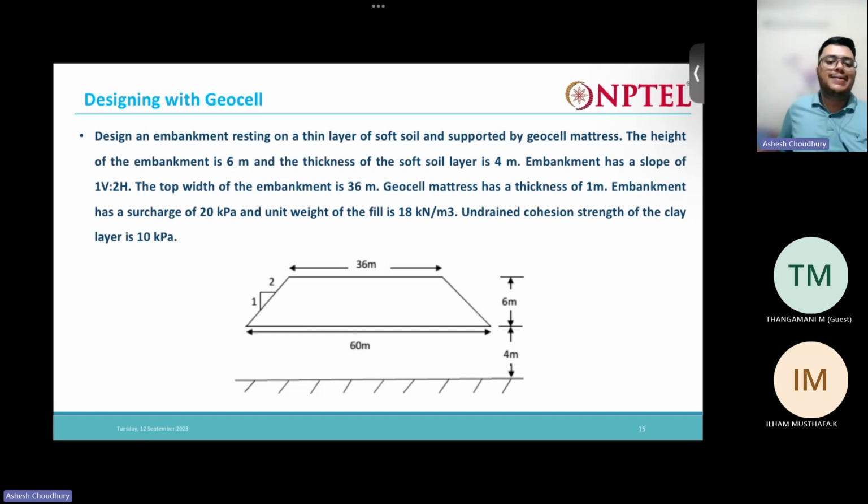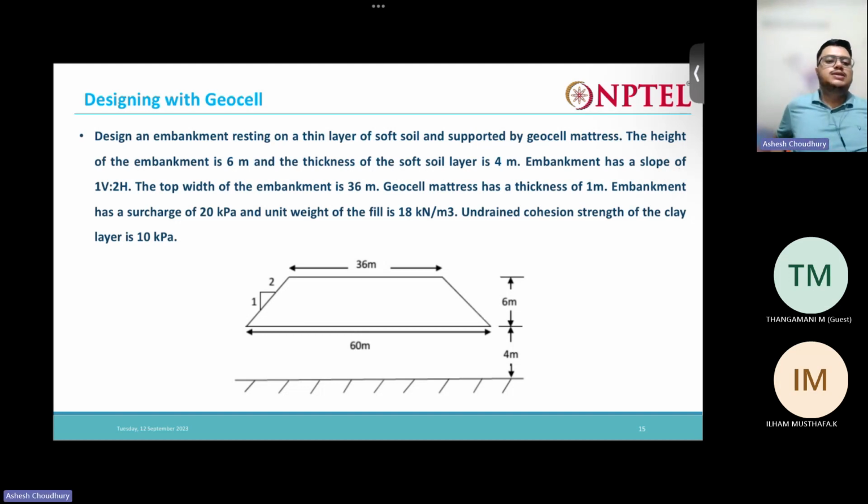We design an embankment resting on a thin layer of soft soil and supported by geocell mattress. The height of the embankment is 6 meters. The thickness of the soft soil layer is 4. Obviously, 4 times 4 is 16, so the width of the embankment is larger than 4 times the thickness of the subsoil layer. So whatever theory we have discussed just now, we can apply that theory.